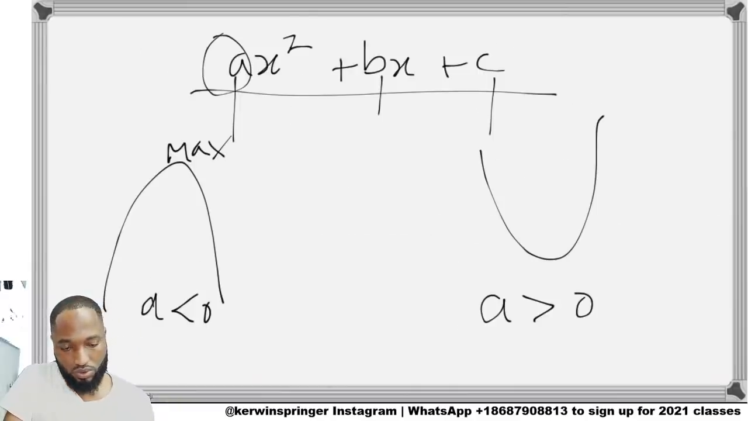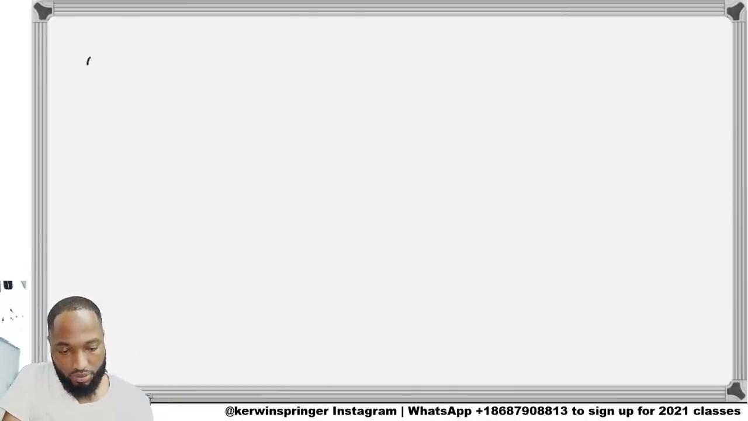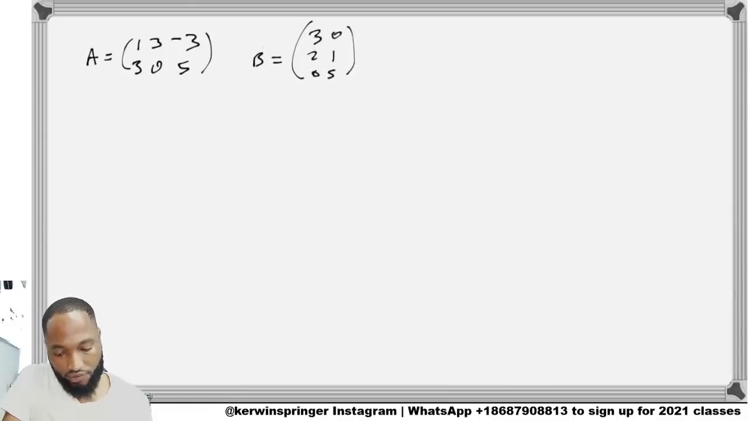So let's move forward. We got to keep going fast. A is equal to the matrix 1, 3, negative 3, 3, 0, 5. B is equal to the matrix 3, 0, 2, 1, 0, 5. And they want to know what's the matrix product, AB. So we did something like this already, if not the same exact thing.